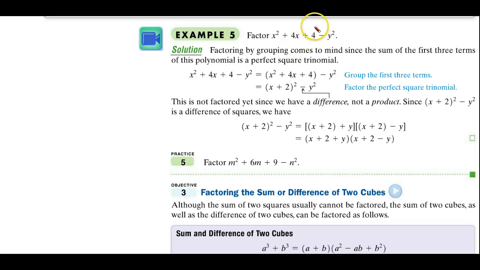Notice if I put a parenthesis right there, I have a perfect square trinomial that will factor into this. And now it's in the form of a squared minus b squared. And this one is worked the same way. You get this plus y, this minus y, and then you just take away the parentheses and you end up with your answer.